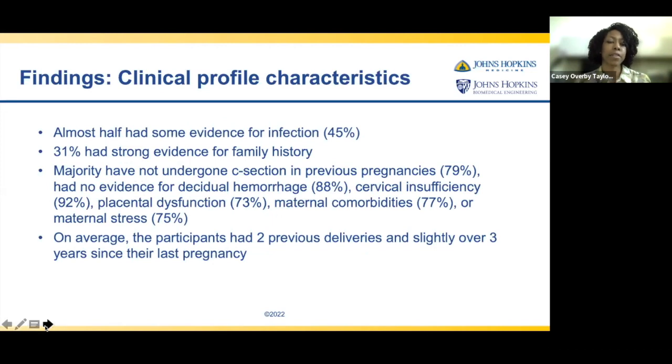The clinical profile characteristics are summarized here. About half had some evidence for infection, and 31% had strong evidence for family history. The majority had not undergone a C-section in previous pregnancies, and they had no evidence of decidual hemorrhage, cervical insufficiency, placental dysfunction, maternal comorbidities, or maternal stress. These are some of the phenotypes that we were assessing in particular, and the majority didn't have prior evidence of those. On average, the participants had 2 previous deliveries and slightly over 3 years since their last pregnancy.